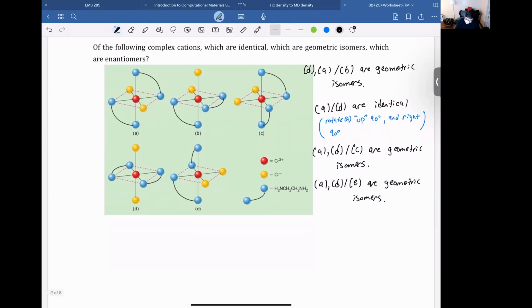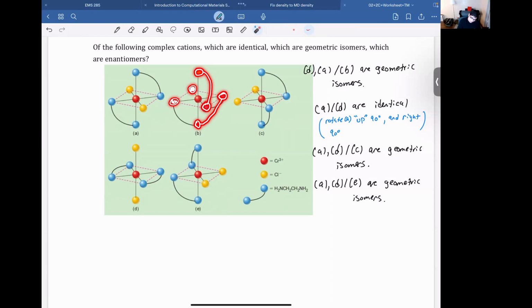So if we compare B to C, if you try to superimpose B to C, what we would do is rotate that down 90 degrees. Then we would have the two yellow ligands here, which I'll shade in. Then we would have one bidentate like this, and then the other one like this, because that one didn't move. The atom in the back and the front didn't move.